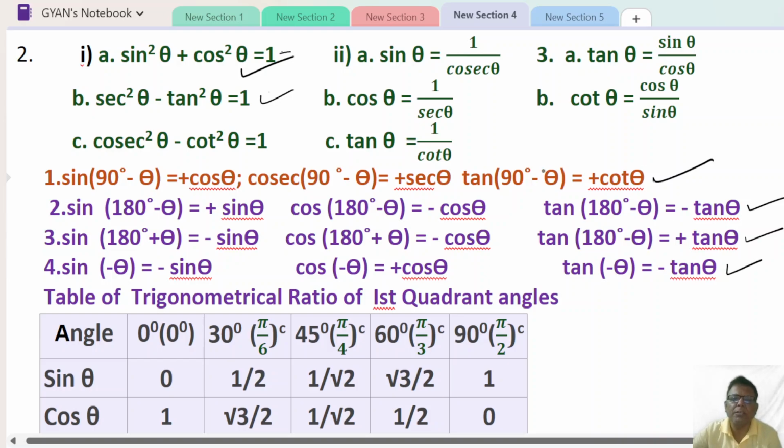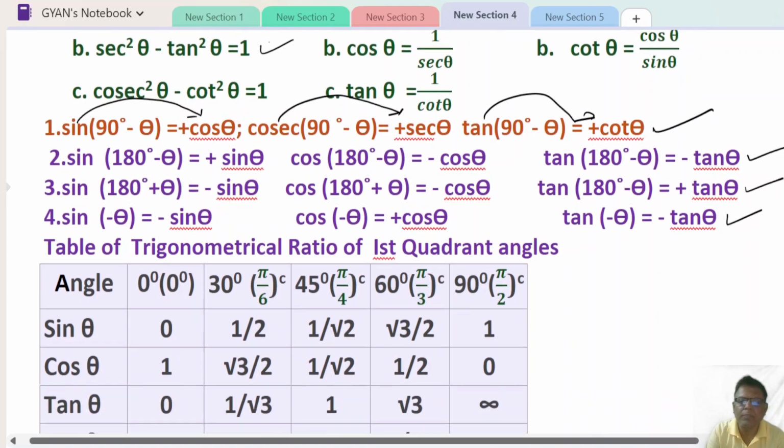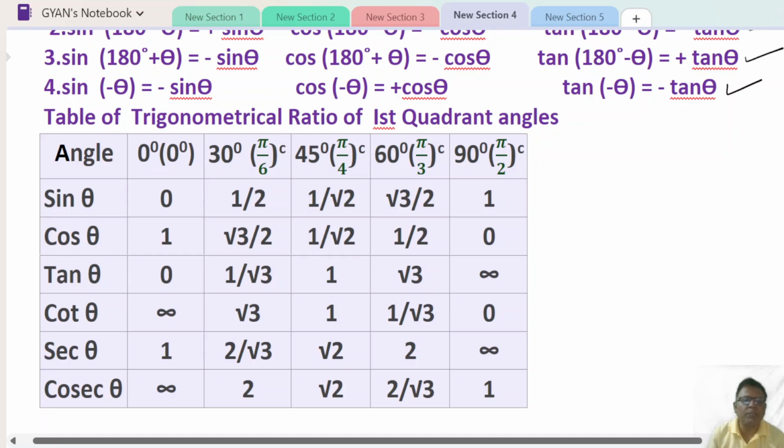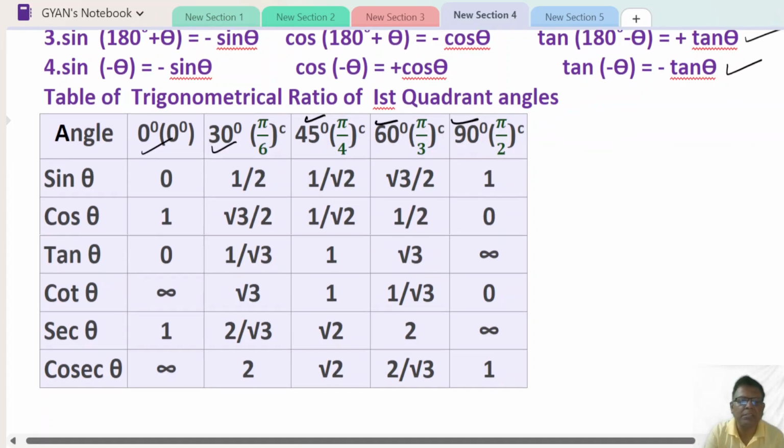In the first quadrant, tan is replaced by cot, cosec is replaced by sec, and sine is replaced by cos, and vice versa. In the first quadrant all are positive, and this is for the second quadrant, this is the third quadrant. Apart from that, you will have to remember all the ratios in the first quadrant for 0 degree, 30 degree, 45 degree, 60 degree, and 90 degree. This is the prerequisite for solving this exercise.